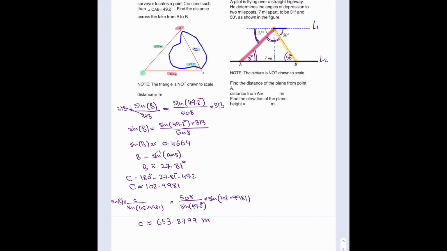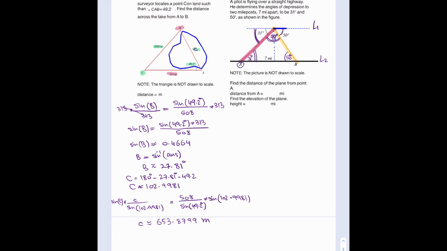So we're going to say 180 degrees minus the 50 degrees minus 31 degrees, and we're going to get 99 degrees. So this angle is 99 degrees. Now we have all of the angles. We are able to determine the length from point A to the airplane.